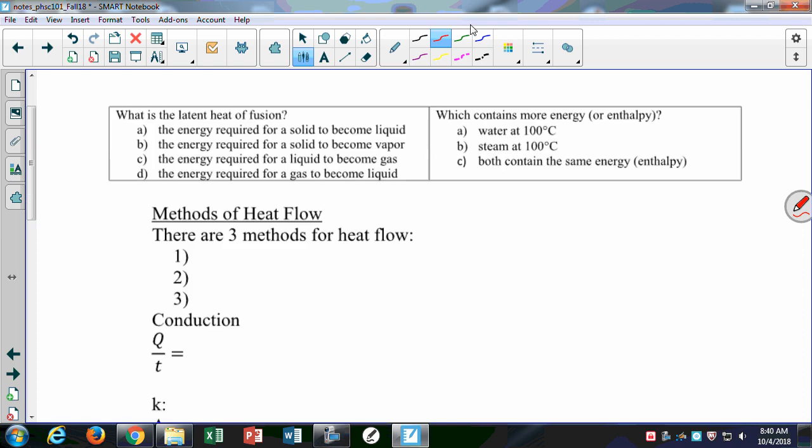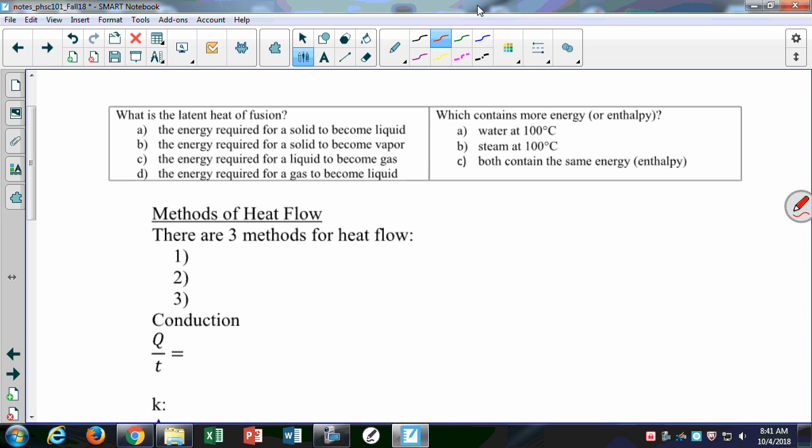Latent heat of fusion. What is latent heat of fusion? Solid to liquid, solid to vapor, liquid to gas, or gas to liquid. What's the latent heat of fusion? I'm seeing some ones and some no answers, right? So the latent heat of fusion is solid to liquid. And always remember that because fusion, you like fusing things together to get a solid. All right, so that tells us the solid-liquid transfer is the latent heat of fusion.